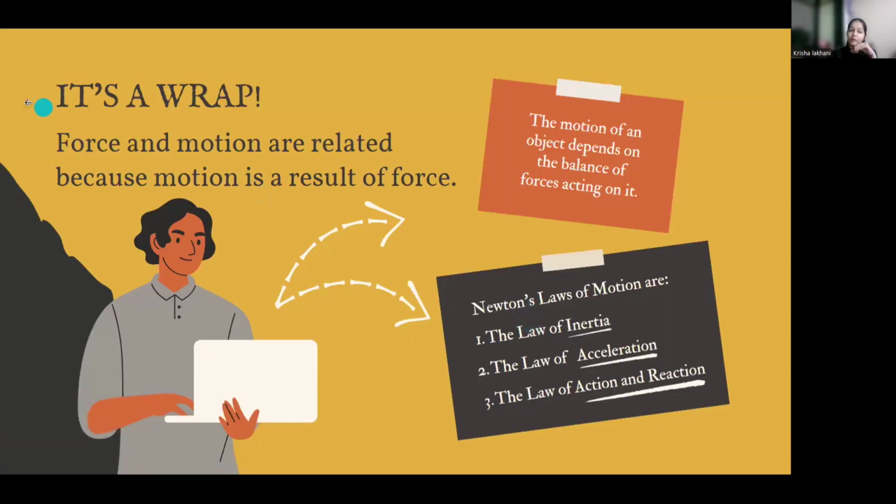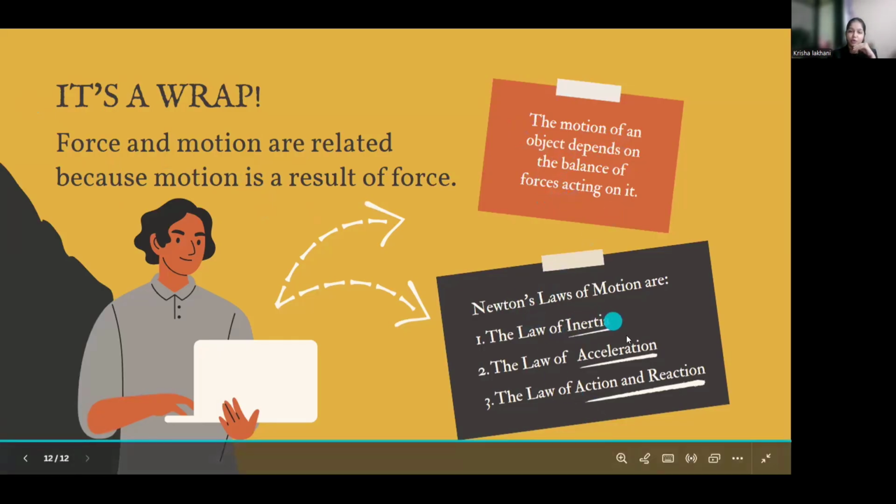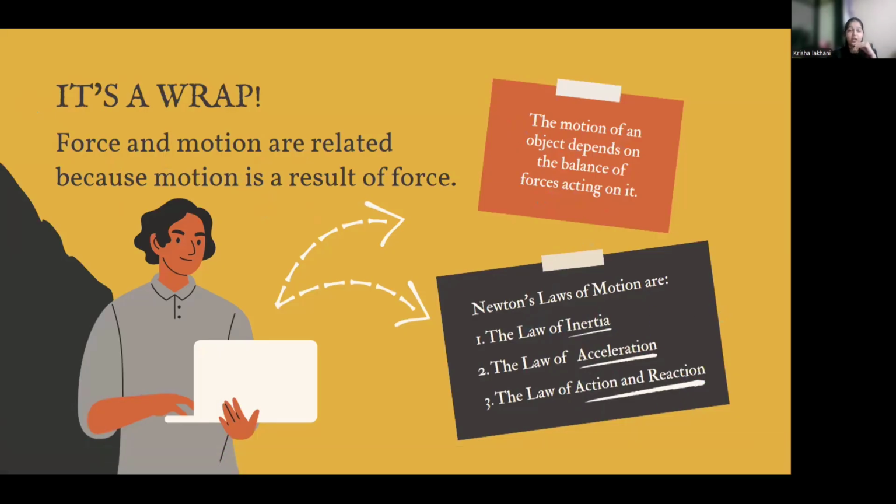The force and the motion are related because the motion is a result of force. The motion of an object depends on the balance of the force acting on it, and Newton has three laws that you will write 5 times in your notebook, and you have to learn this by heart. Okay, so I'm ending this here. Next class we are going to do the equations for velocity, speed, and acceleration and everything. So we are going to cover that in the next class.